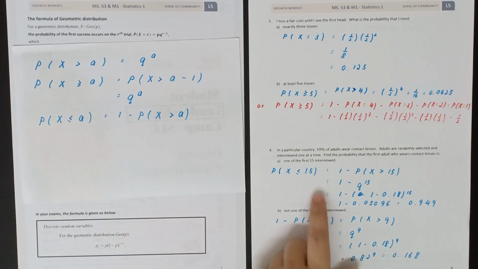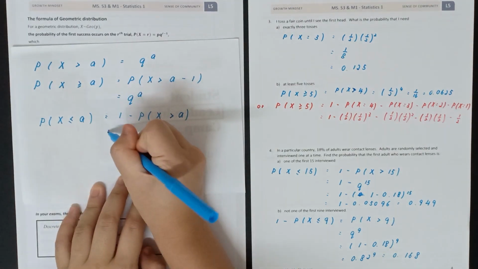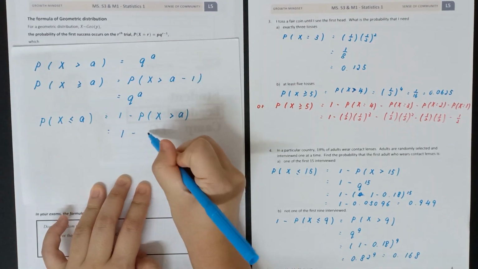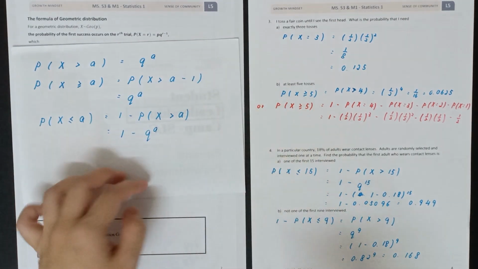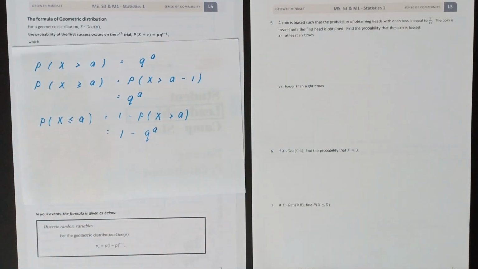So what happened here is that for at least one success in the first 15, what doesn't happen is that on the 15th time you get all failures, so that's why you use 1 minus that. If I continue it will be the same thing, so I won't write it out. Yeah, it's basically like this. Alright, so let's move on to number 5.